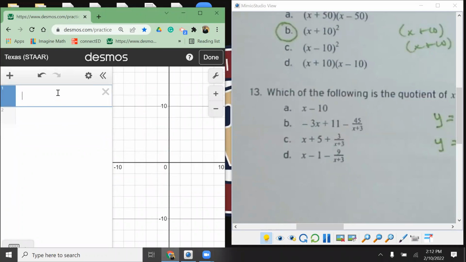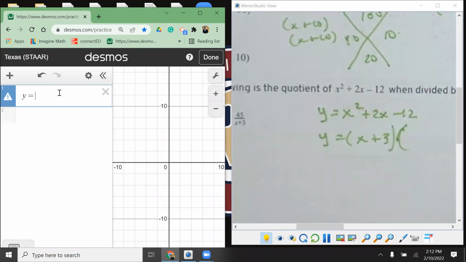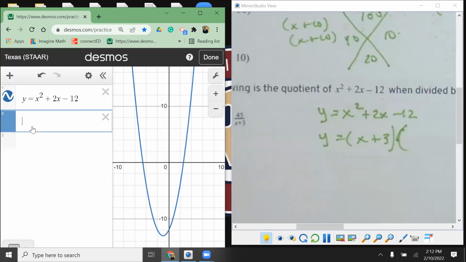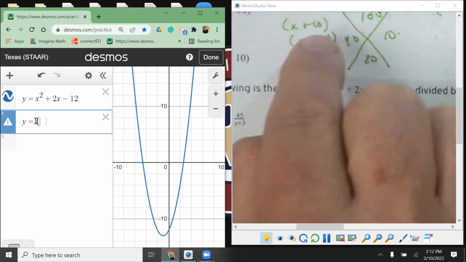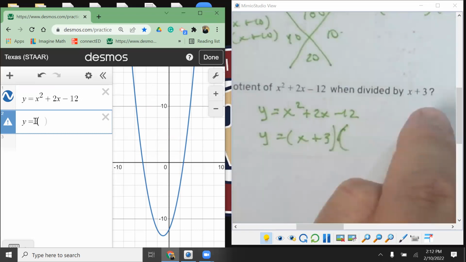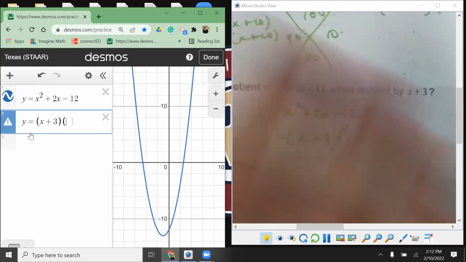All right, so I'm going to put my main one in because this is not going to change. If I can see it, let me change it here. Okay, so y equals x squared plus 2x minus 12. Okay, so there's the parabola. So now I'm going to do the same thing. Y equals open parentheses, and we're going to put this one in first. The x plus 3, you can't see it. See it? It's that one right there. We're going to put that in first.